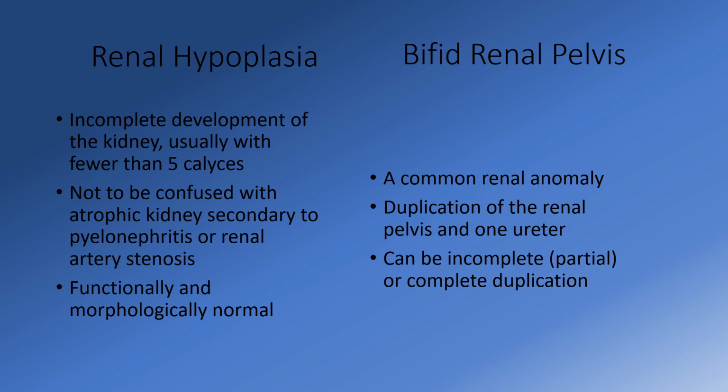Now with bifid renal pelvis, this is a common renal anomaly where we have a duplication of the pelvis and one ureter. So it falls into two categories, either incomplete or partial duplication, or it can be a complete duplication all the way down to the bladder, and we're going to look at that on the next slide.